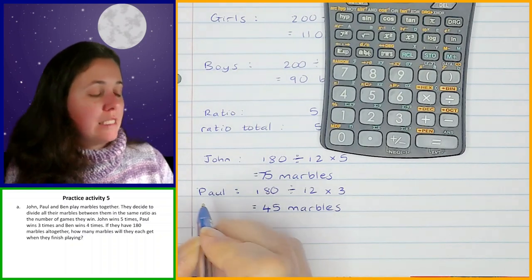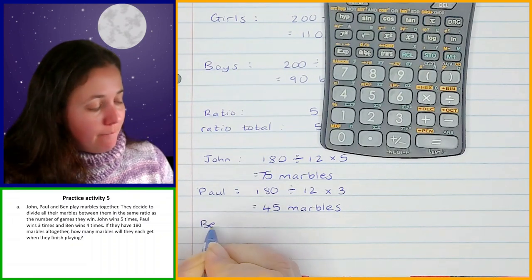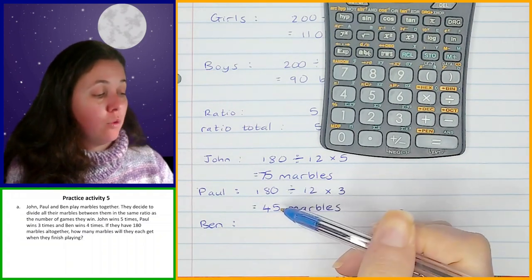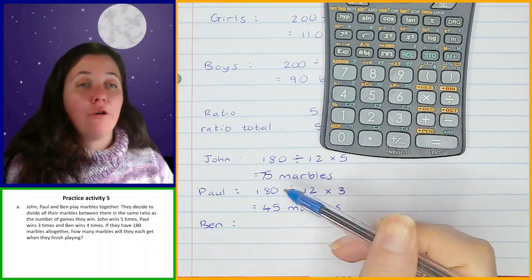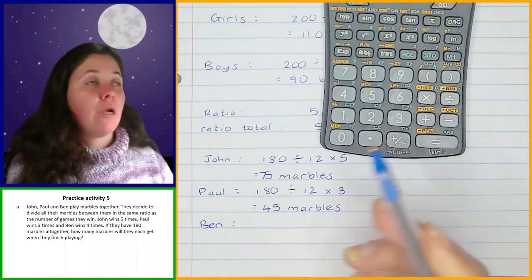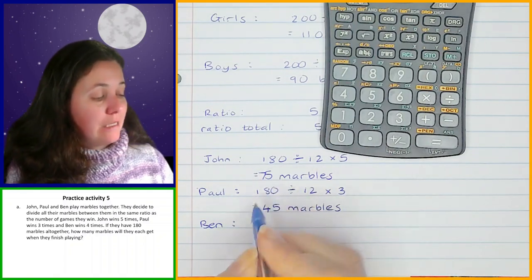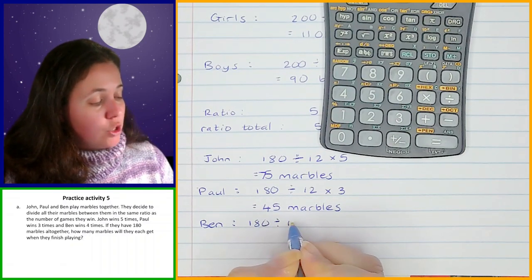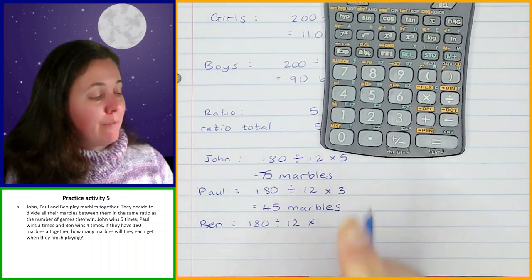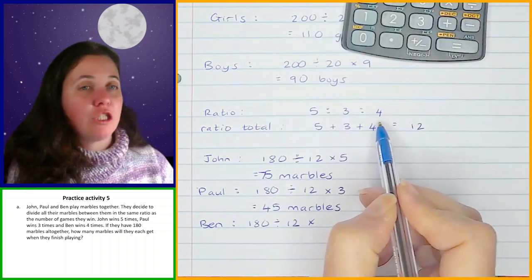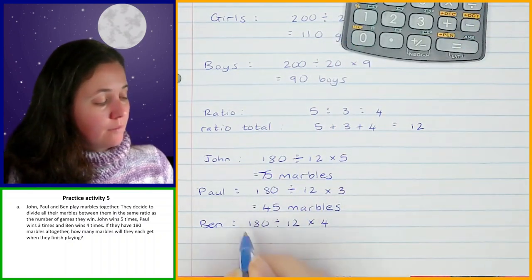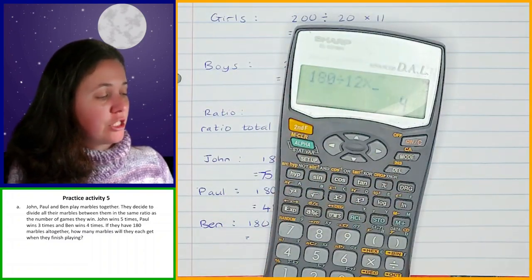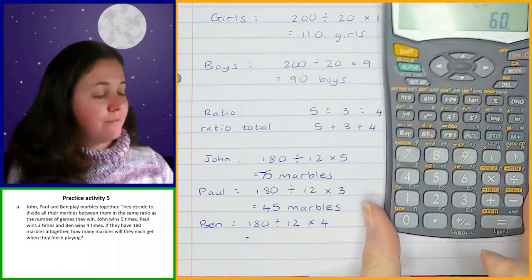And the last one is Ben. Because I've already worked out John and Paul, I could subtract their amounts from the total, but I'm going to do it the same way as I did for the others. So I'm going to say 180 divided by 12, and then I'm going to multiply by Ben's part of the ratio, which is 4. So it's the same, except that that changes to a 4, and that gives me 60.